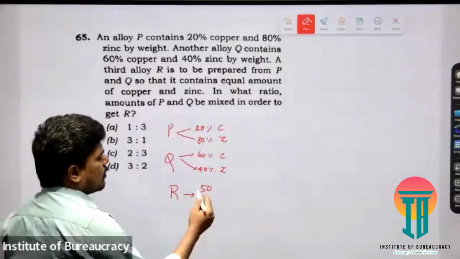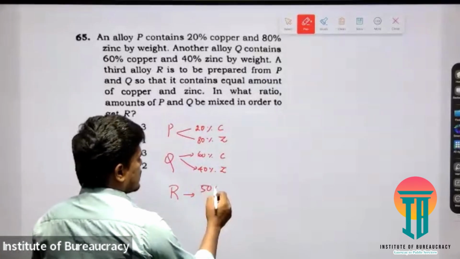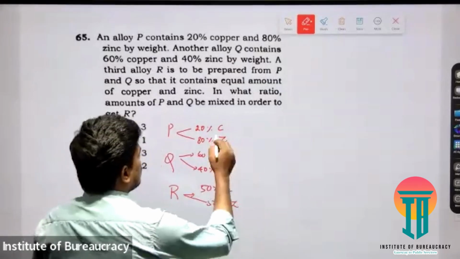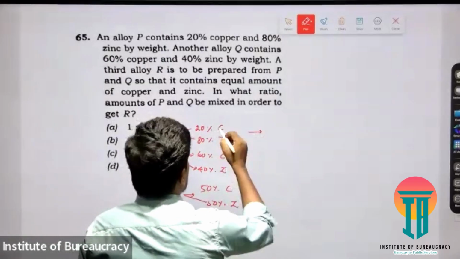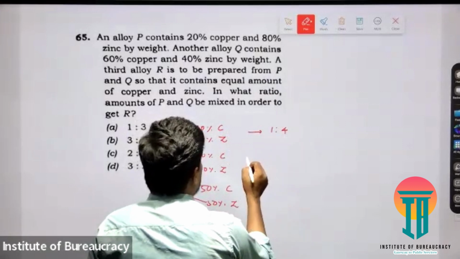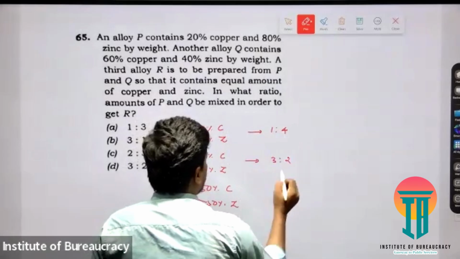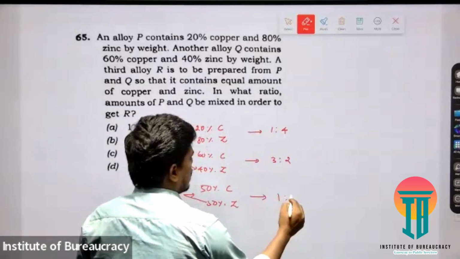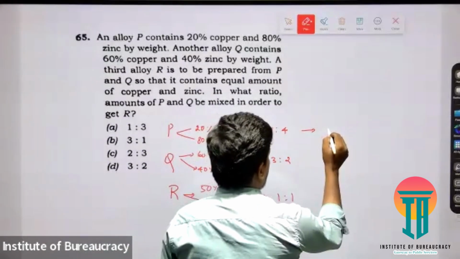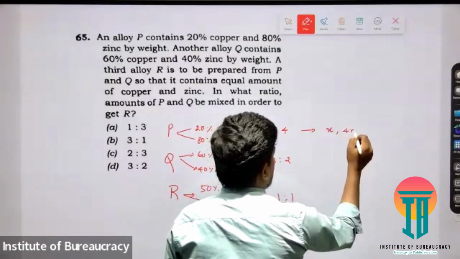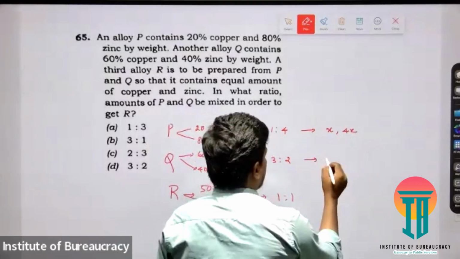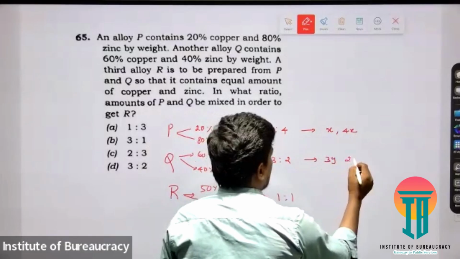Third alloy R should have equal amount of copper and zinc, that is 50 percentage of copper and zinc. So what I do is I split as ratio. So the copper zinc ratio here is going to be what? 1:4. Here it is 3:2. So here I need to get a 1:1 ratio. So what I can do is from here it is x, 4x. Here it is going to be like 3y, 2y.